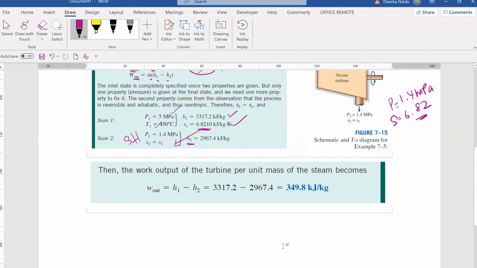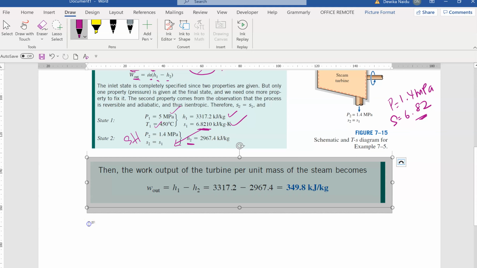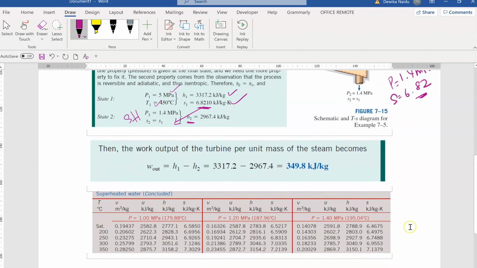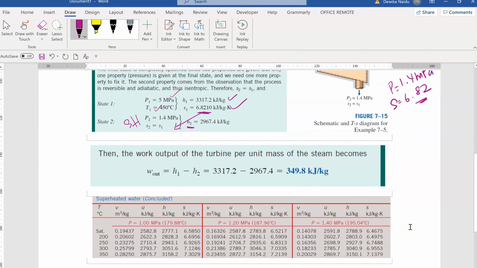You want to find the value of H2, isn't it? So you need to do a bit of interpolation here. Because you see S2, which is equivalent to S1, is 6.8. 6.8 is actually sitting in between these two values, right? Correct or not? So you need to find the H. So the H will also be in between. So how do you interpolate?